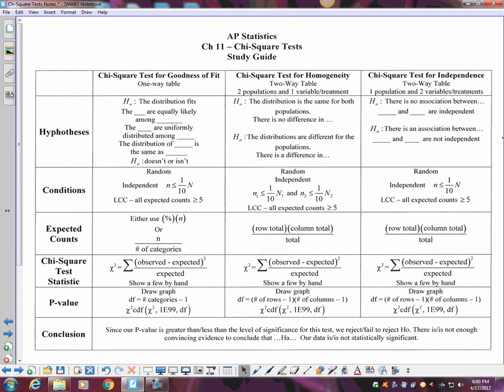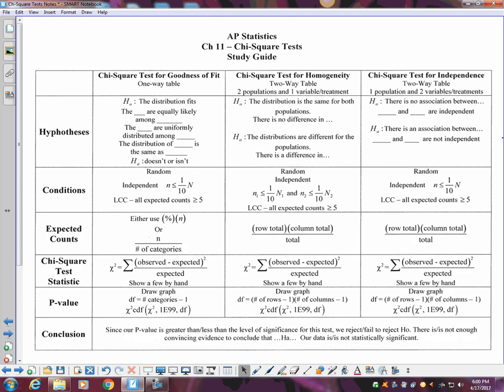For chi-square test for homogeneity, the distribution is the same for both populations or there is no difference. Homogeneity means that they are the same. So you can say that they are the same, the distribution is the same for both populations. Remember, one variable, two different populations. So you're saying that men and women's reactions to scary movies are the same. And then your H sub A is that they are different or that there is a difference in.